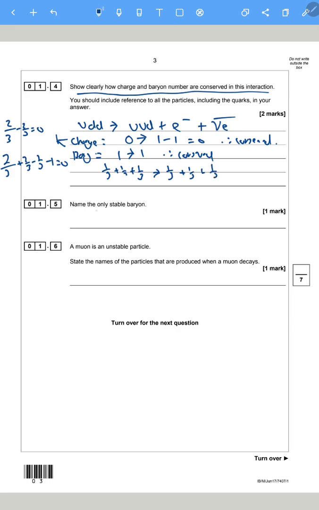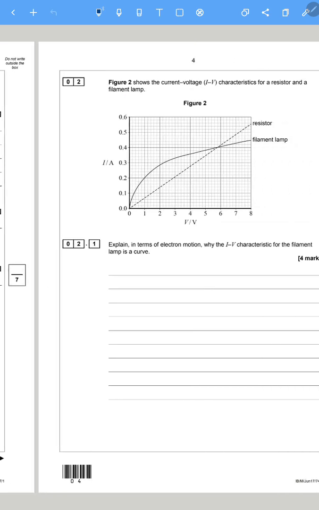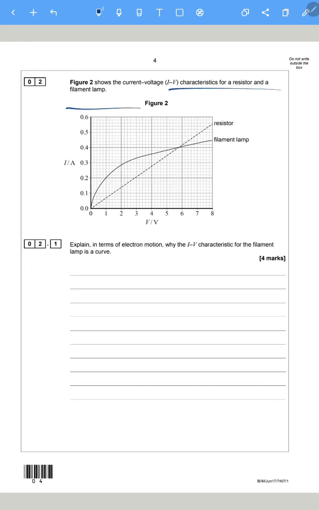I don't have time for this. Name the unstable particle. A muon is an unstable particle. Name the particles that produce electrons. Done. Filament lamps. Sketch the current-voltage graph. The filament lamp is a curve. Why is it a curve?